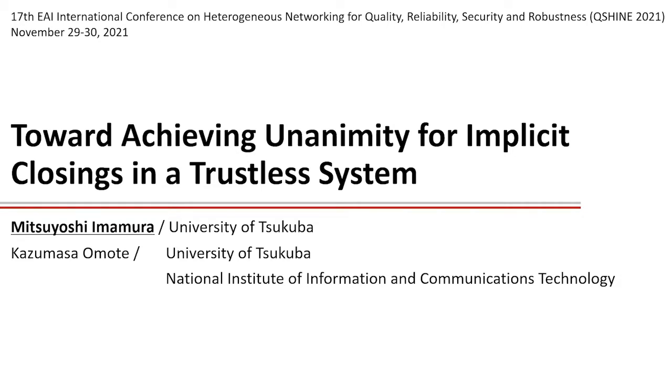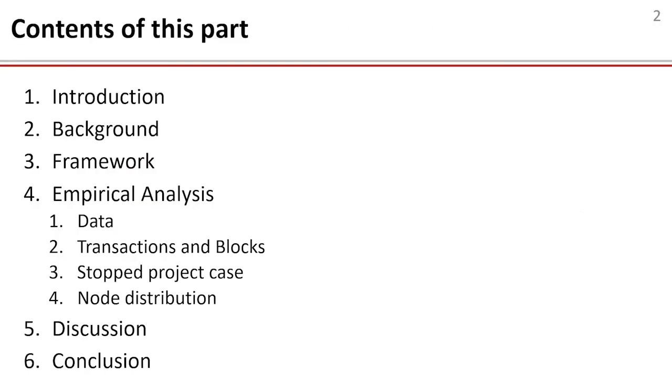I'm going to talk about closing the blockchain with this title, Toward Achieving Unanimity for Implicit Closing in a Trust System. Speaker is Michiyoshi Imamura. Here is the outline of my talk.